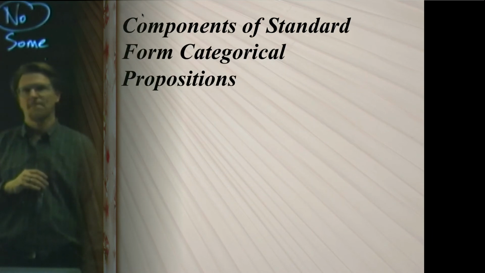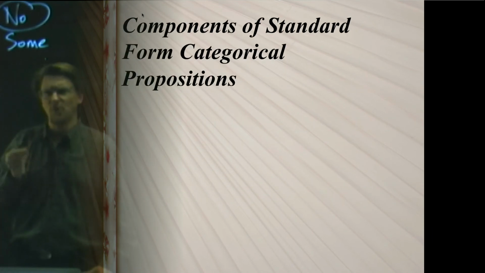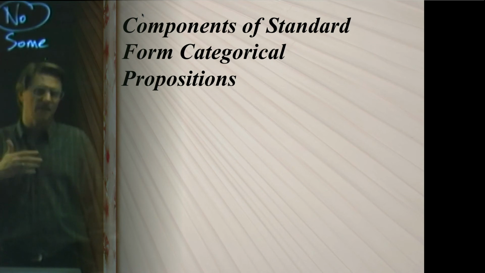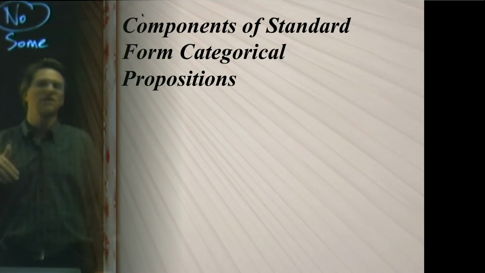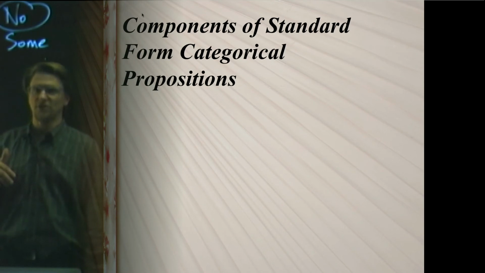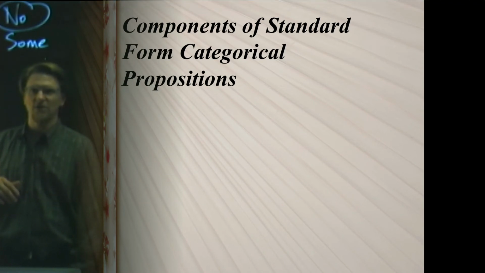All right. So, 3.1 is basically one of the drier sections, I would say. It's simply trying to get across, for the most part, some definitions that apply to standard form categorical propositions. And so we'll look at that here next.